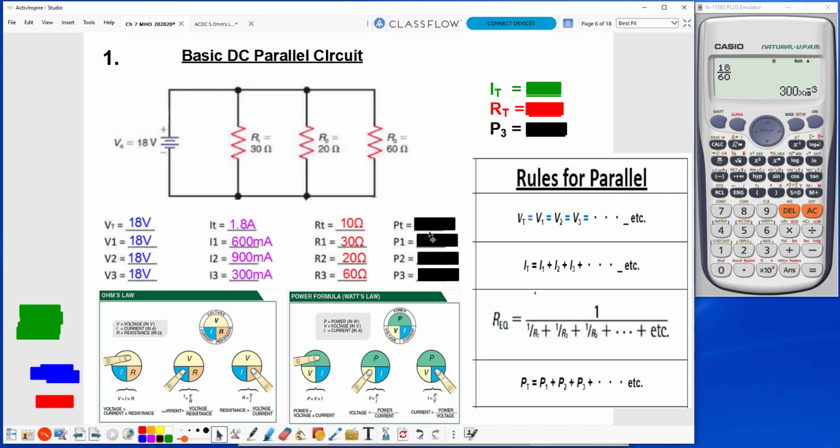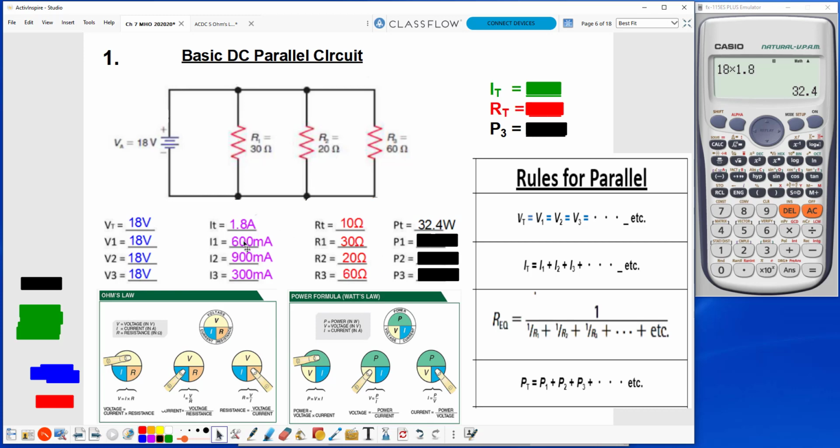All right, last is my power. So I have total power would be equal to IT times VT. My power formula right here, if I'm looking for power, I cover up the P, and it's equal to V times I. So I'm going to put my 18 volts in first, times the I of 1.8 amps to get my total power of 32.4 watts.